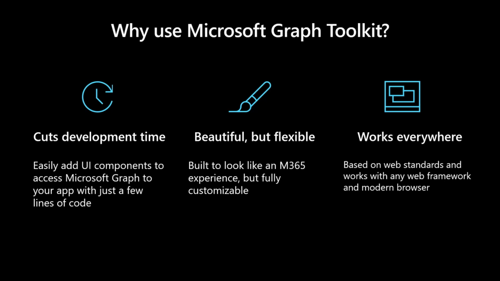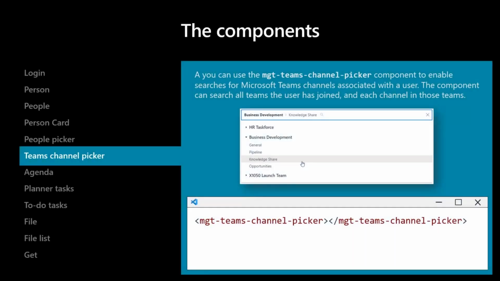And finally, it just works everywhere. You want to build within Teams, you want to build a SPA, you want to build a SharePoint Framework web part, or maybe you want to build an Electron application. Well, all of them will make these controls fully shine. So today's focus is about our Teams channel picker. Teams channel picker allows a user to go in, start typing for a team or for a channel, and be able to select a channel.